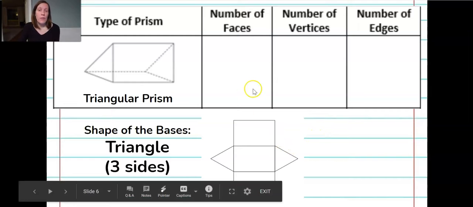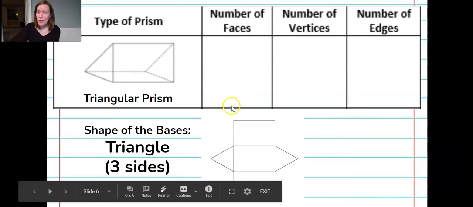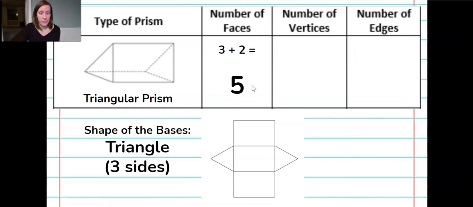So when we want to know the number of faces, we look at, well, what's the shape of the base? It's triangles. And triangles have 3 sides. So we say, well, we know we need 3 rectangles because our triangle has 3 sides, plus our 2 bases. So a triangular prism has 5 faces.